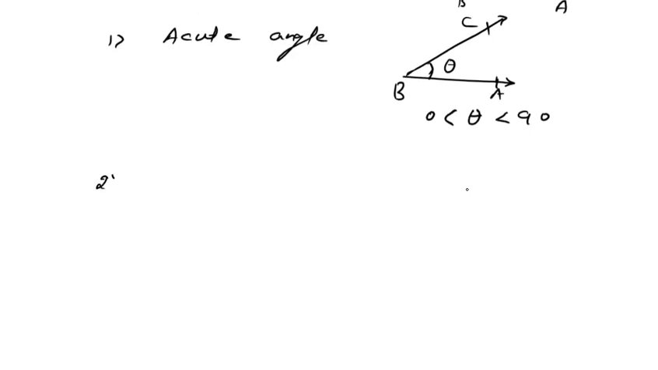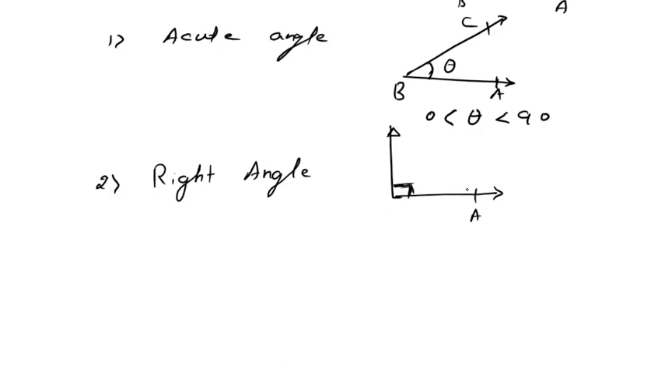Second is right angle. A right angle is when the angle is 90 degrees. 90 degrees means one ray is perpendicular to the other ray. Perpendicular means making an angle of 90 degrees. When the angle is 90 degrees, we use this symbol, one horizontal line and one vertical line. It defines a right angle. So here angle ABC is a right angle. Suppose this angle B is theta, then theta is 90 degrees.